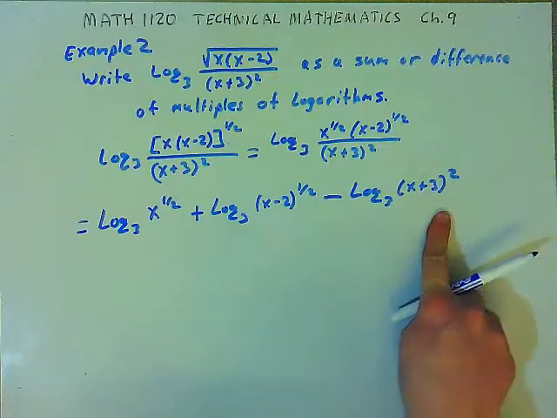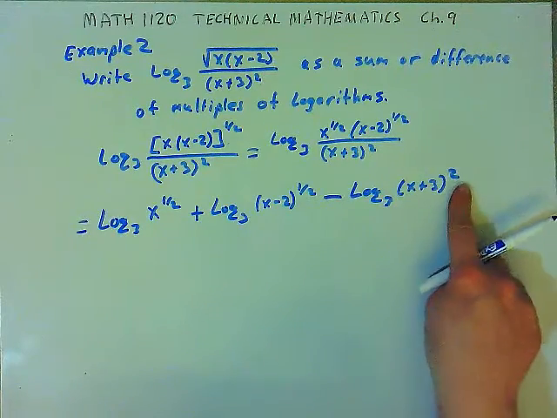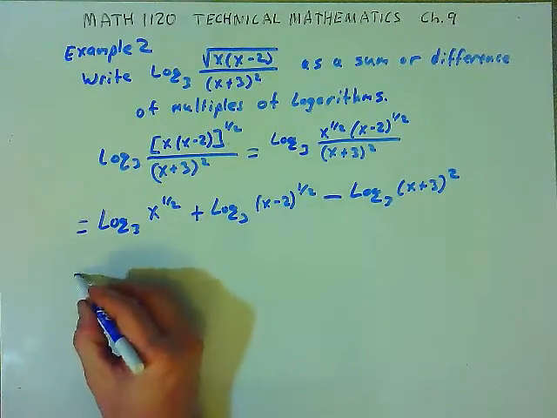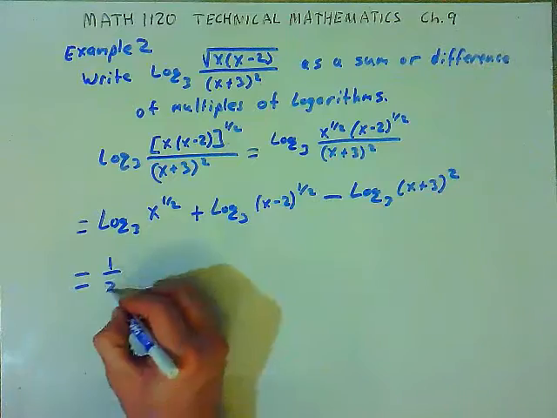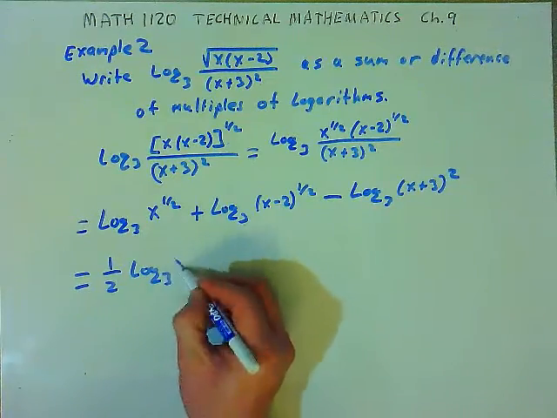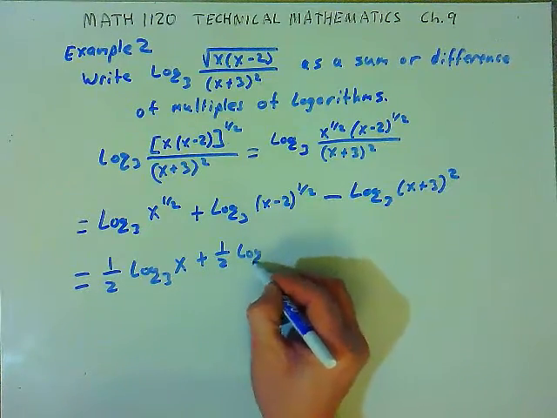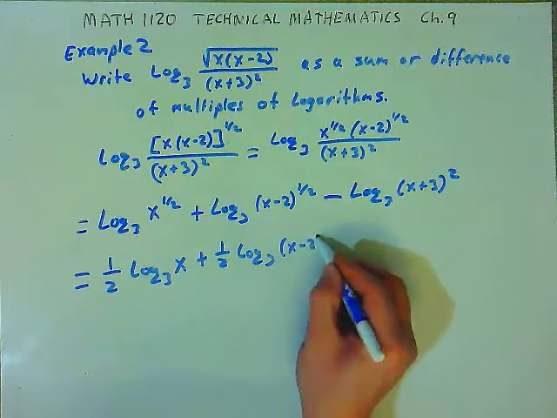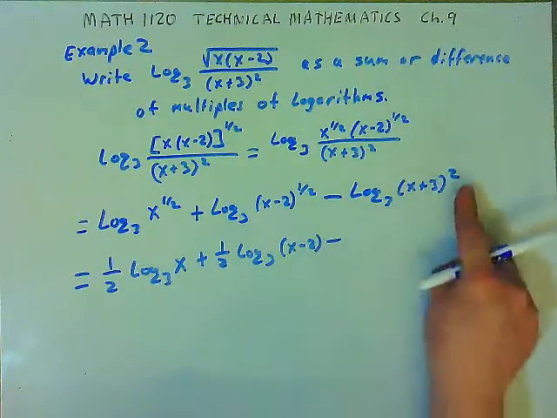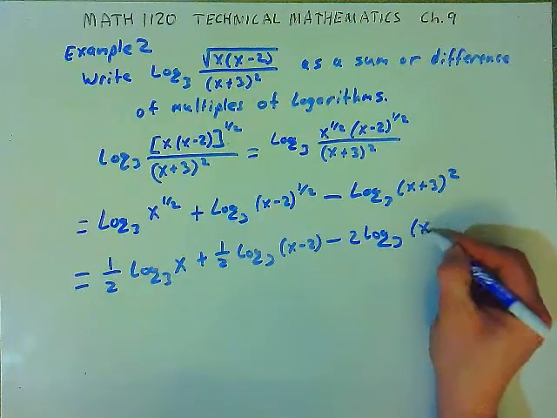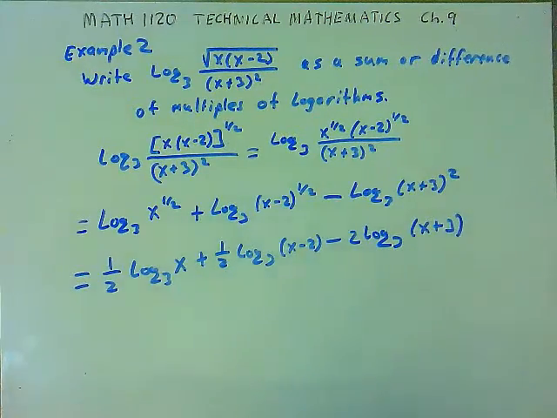And now the last thing that I need to do is apply the power rule. I want to get rid of the exponents by bringing them out front and making them multipliers. So this is going to become 1/2 log base 3 of x plus 1/2 log base 3 of x minus 2 minus 2 log base 3 of x plus 3. And that will be the solution. This will be the simplified version of that original logarithm.